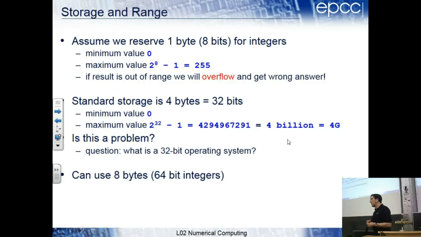Standard integers, if you do int in C or Java, or I guess in Python might be different, but definitely Fortran as well, typically an integer is 4 bytes. And so typically, if you see an integer in a program, it can have a value between 0 and 2 to the 32 minus 1, which is about 4 billion. Is this a problem? Well, it might be. The biggest problem is if you're storing memory addresses. So if you're going to address memory and store your pointers in 4 bytes, you can't address more than 4 gig of memory or whatever.